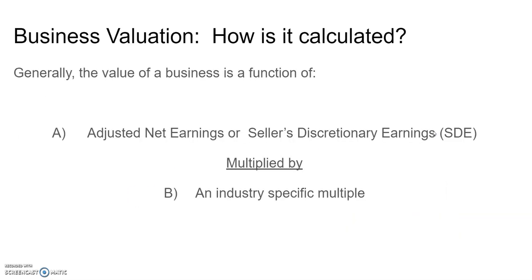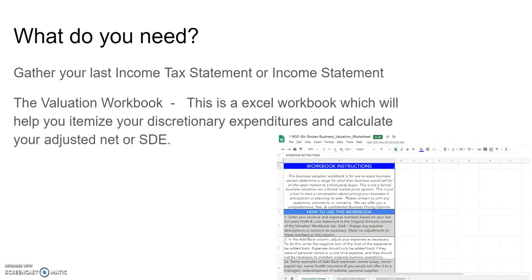So, just very quickly, the business valuation is generally pretty easy to explain. You take your adjusted net earnings or your discretionary earnings and you multiply those by an industry-specific multiple. And so what you're going to need is to gather your tax statement or an income statement and this valuation workbook that I emailed to you.